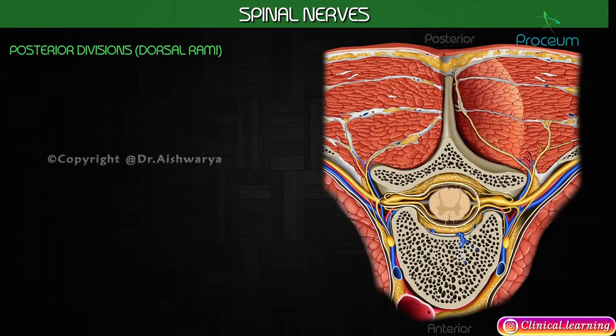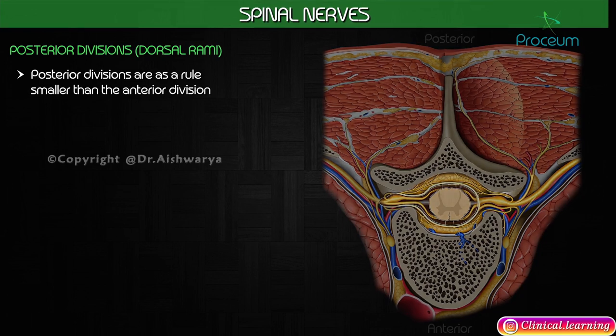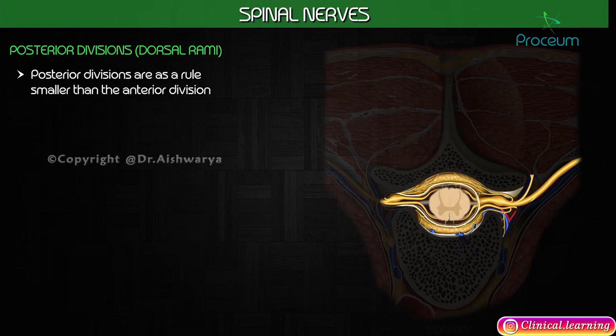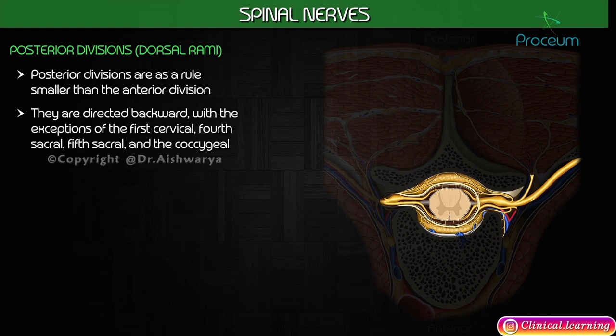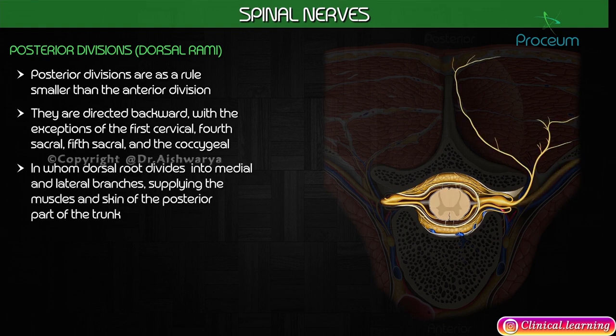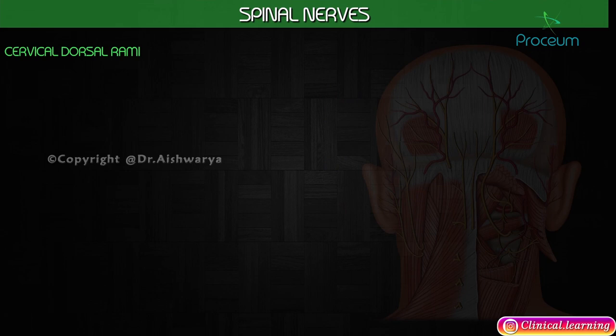Next, about posterior divisions, which are also called dorsal rami. The posterior divisions are smaller than the anterior. They are directed backwards, and with the exceptions of those of the first cervical, the fourth and fifth sacral and the coccygeal nerve, they divide into medial and lateral branches to supply the muscles and skin of the posterior aspect of the trunk. And next is about cervical dorsal rami.